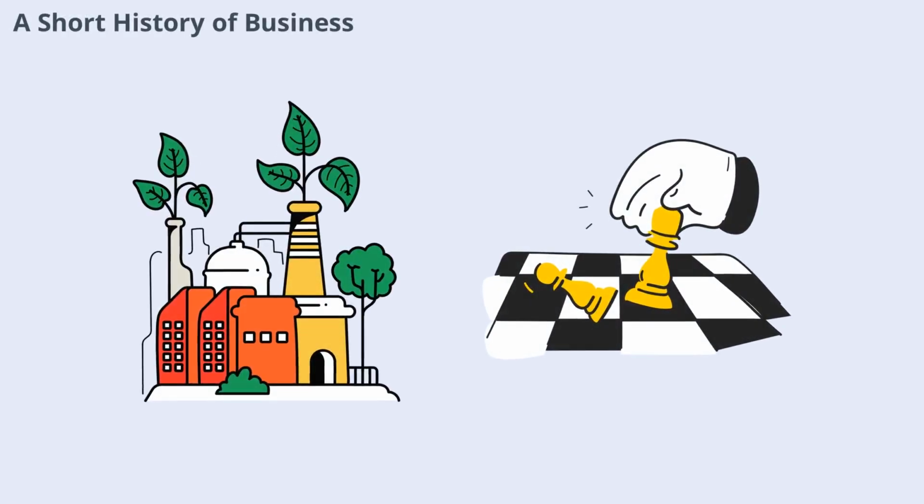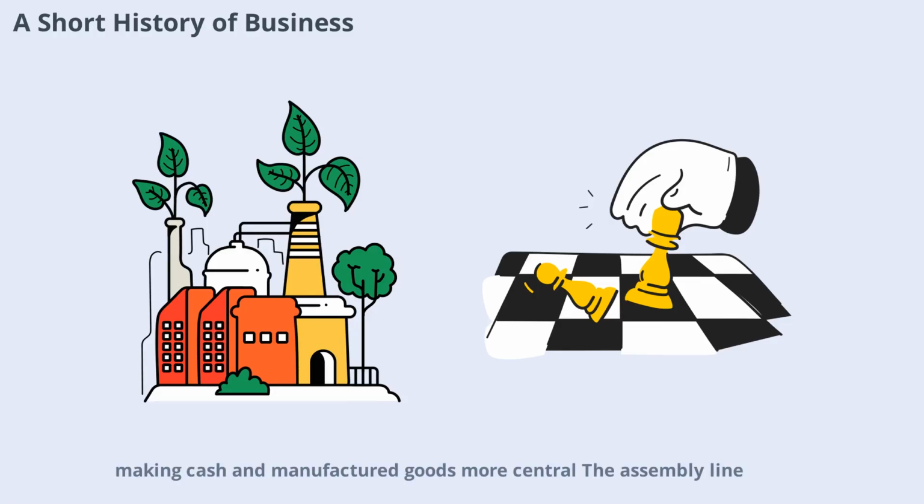Business has evolved dramatically over time. Early societies were agrarian, focused on raising food and being self-sustaining. The Industrial Revolution shifted economies from rural farming to factory-based production, making cash and manufactured goods more central. The assembly line introduced by Henry Ford revolutionized mass production. In the post-World War II era, globalization connected economies worldwide, allowing companies to source materials and sell products across borders. This history shapes the business landscape we see today.